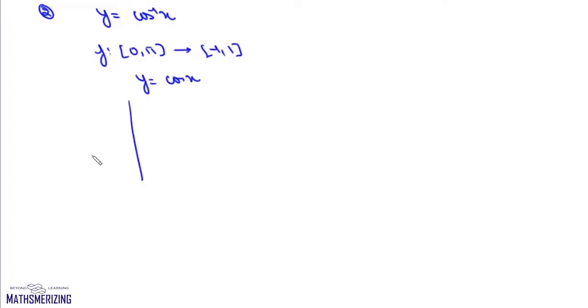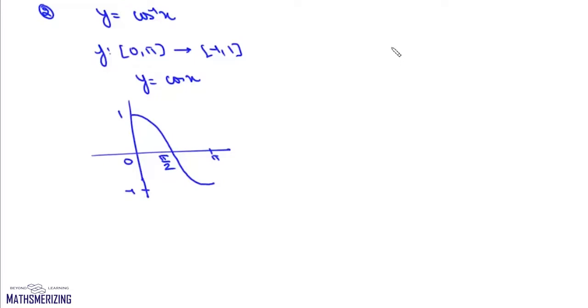Now the second one is y equals cos inverse of x. So for this, we'll define cos x from 0 to pi. And the range of cos x is minus 1 to 1. And this is y equals cos x. So cos 0 is 1. Cos pi by 2 is 0. And then cos pi is minus 1. So that is the graph of cos x in the interval 0 to pi.